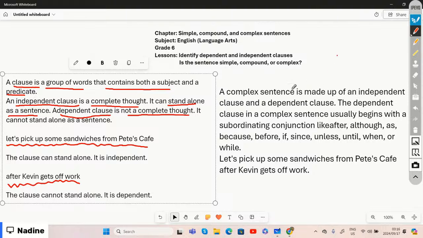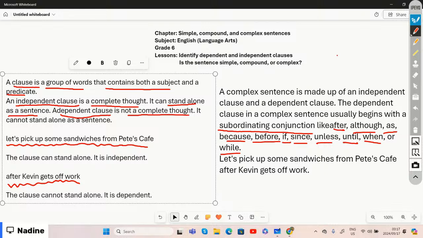And then we have a complex sentence. A complex sentence is made up of an independent clause and a dependent clause. It has both. The independent clause can stand on its own with a subject and a verb, whereas the dependent clause cannot stand on its own. It needs that independent clause in order to show the complete thought. The dependent clause within the complex sentence usually begins with a subordinating conjunction, using words like after, although, as, because, before, if, since, unless, until, when, or while.